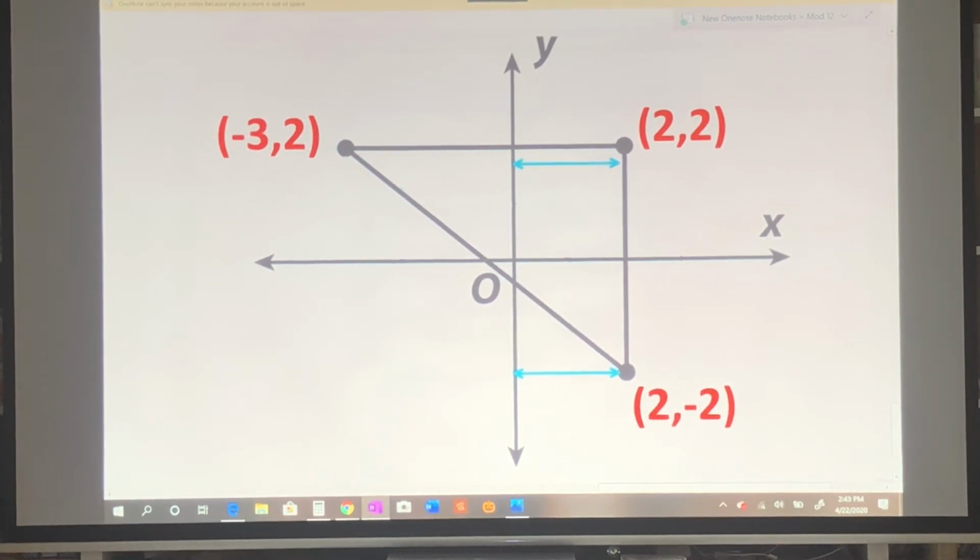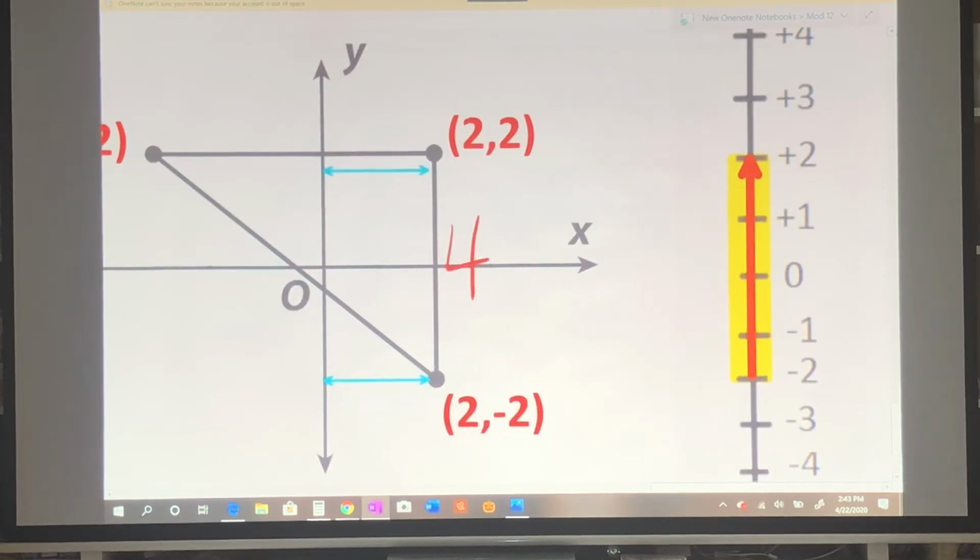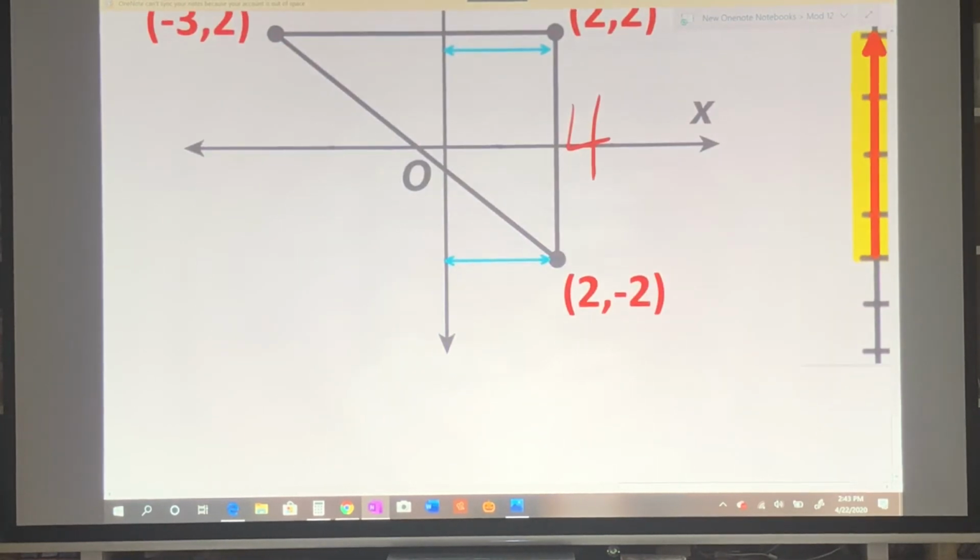And if I came over here and I realized the x isn't changing for this one, it's the y that's changing. The x is 2 to the right over here and 2 to the right over here. So what's changing here is the y. So from 2 to -2, that's what's changing, because we're looking at this side right here. If I'm on a vertical number line, it's a change of 4 units, 4 steps. And so that's going to be 4. Wasn't that what we had before? Sure looks like it.